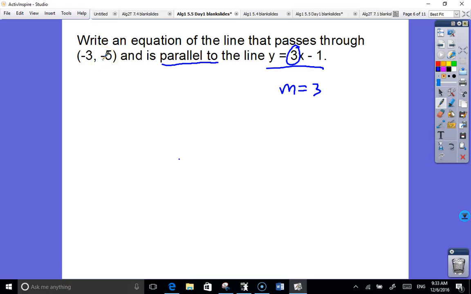Okay, so now that I know the slope and one point, what else do I need? To write an equation, I got the m. What other quantity do I need to write, let's say, slope-intercept? I need the y-intercept, right? Just like we did on the board for the homework, right? We got to find the b. We got the m. How do I find the b when I know one point and the slope?